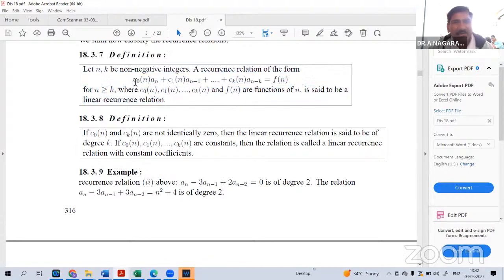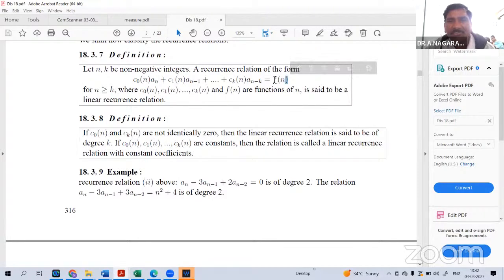What are they? All the C0(n), C1(n), up to Ck(n) are functions, and f(n) is also a function. The right side is also there. It is called a non-homogeneous recurrence relation, because of the right side.